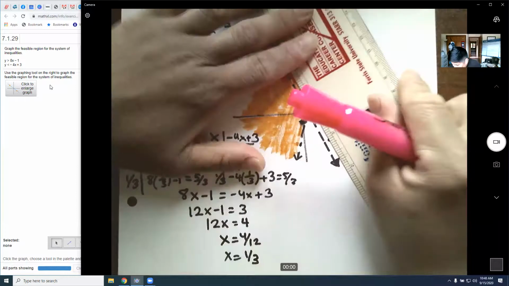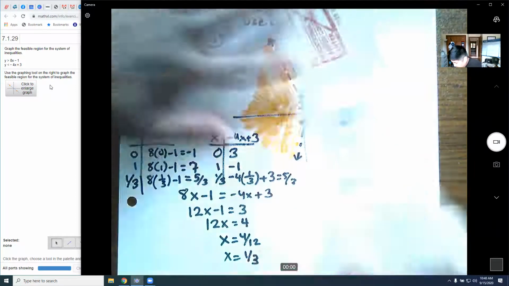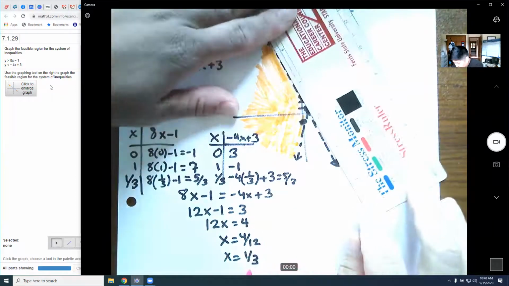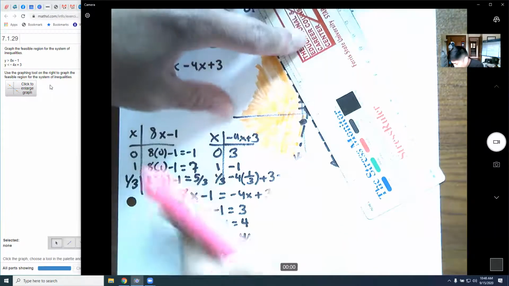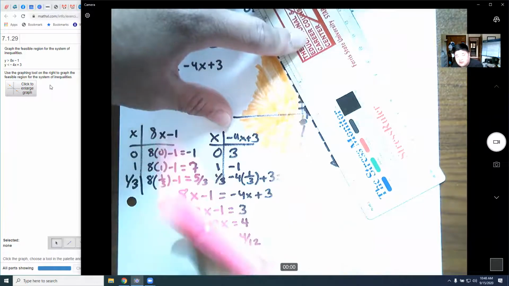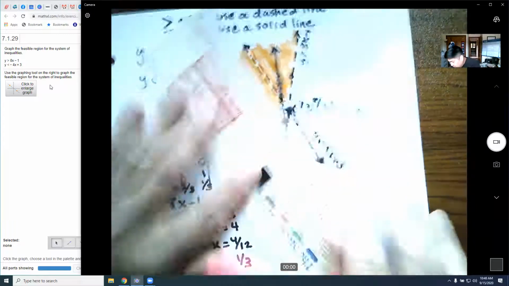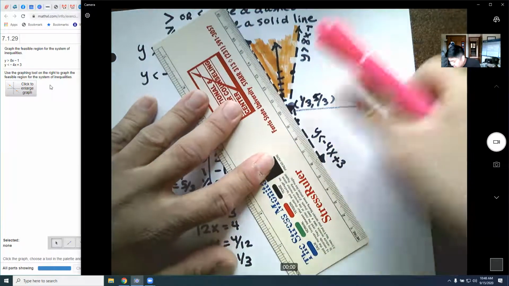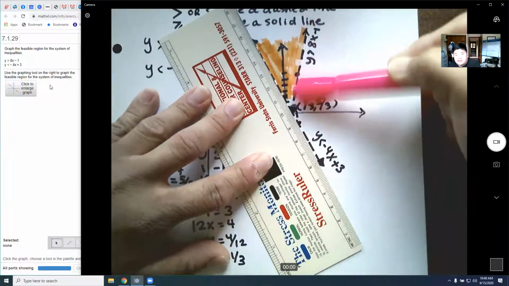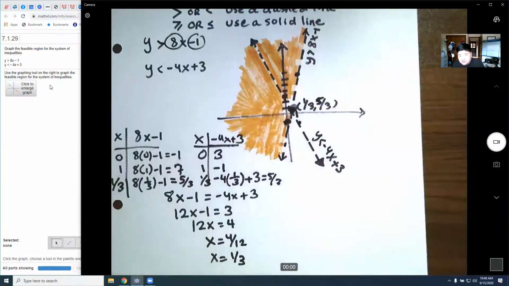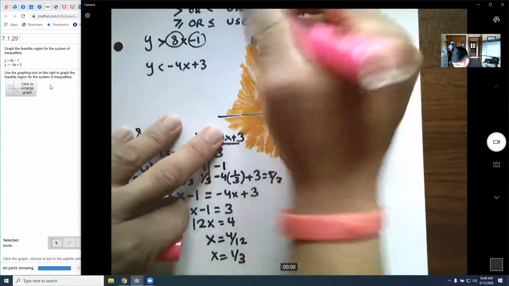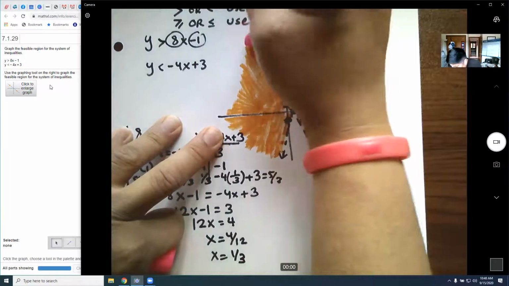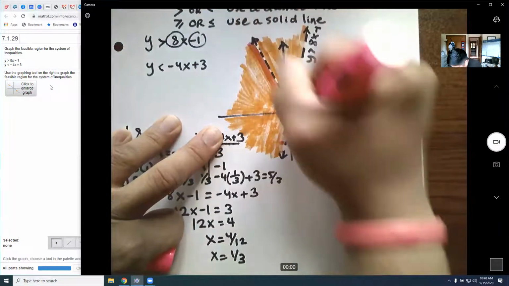All right, and now for this next one, we have y is less than negative 4x plus 3. So again, if we want it less than that line right there, it would be all of the y values that are lower than that line. If we want it greater than, it would be all the values that are bigger than that line, all right? So since we want the values that are lower than that line, that would be all of the values over here.